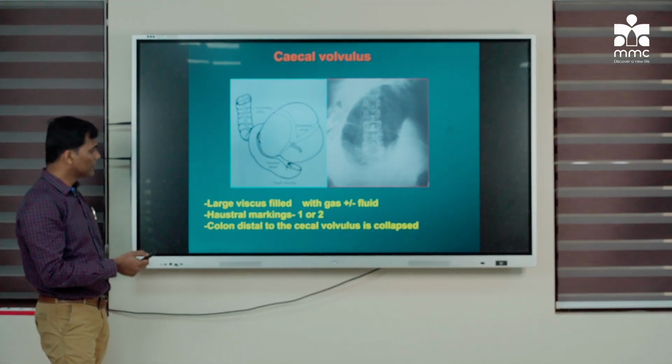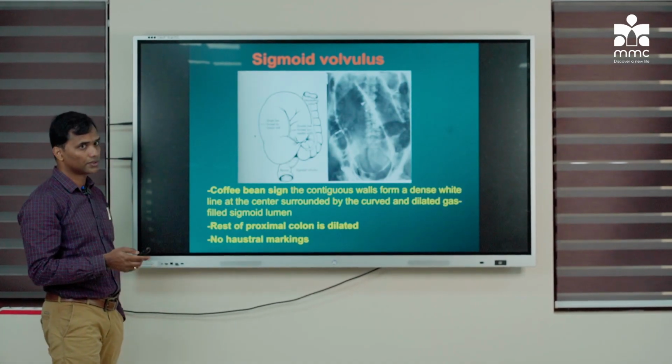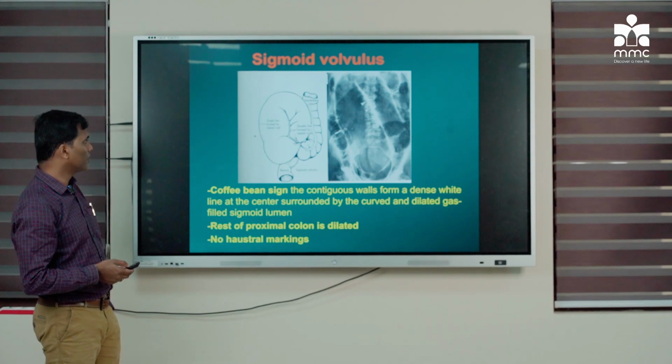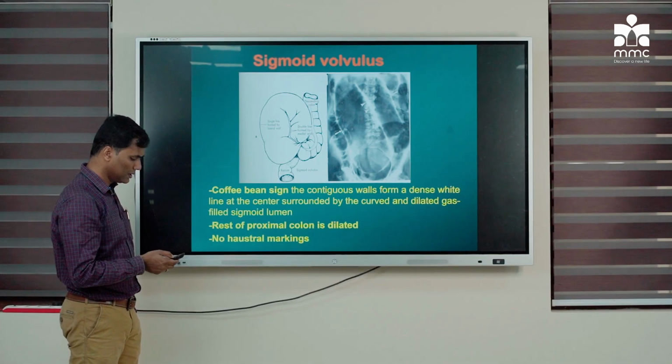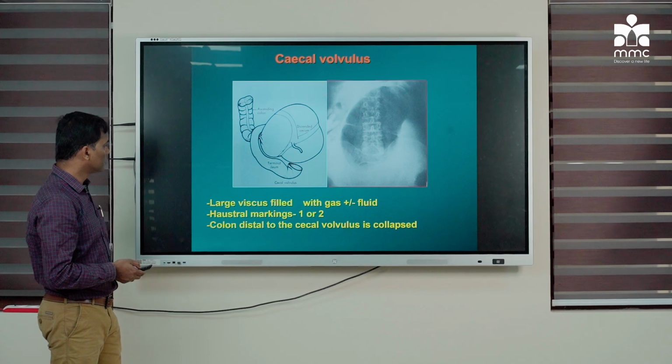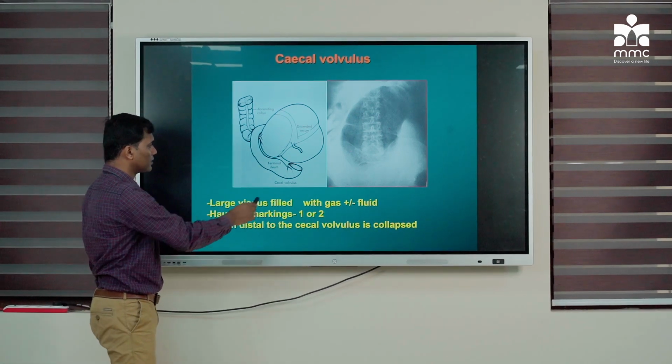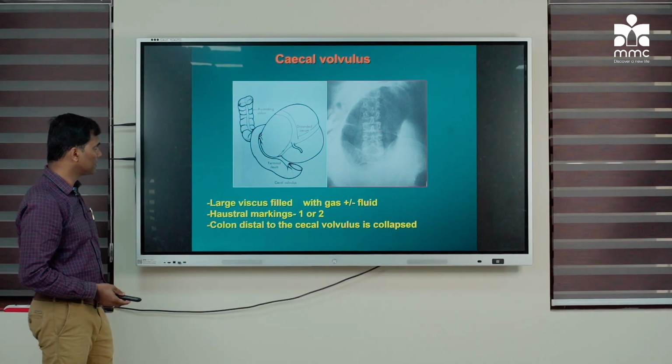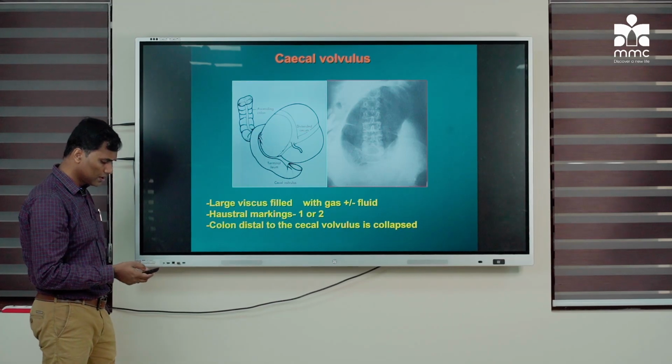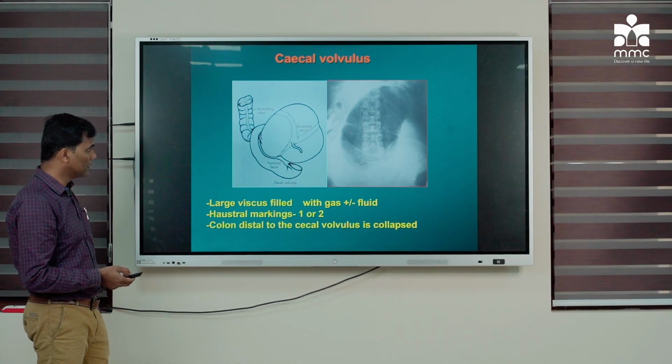And there will be no haustral markings in sigmoid colon. Sigmoid colon is devoid of haustral markings, you will not see that. Whereas in cecal volvulus, you will get haustral markings, one or two haustral markings may be seen, and also the distal colon is collapsed. You can see only the dilated cecum.